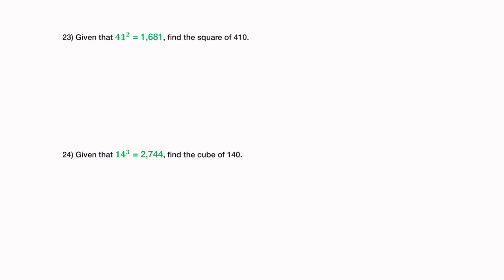Okay, now we have a different set of questions here. And these are also easy ones. Given that 41 square is 1681, find the square of 410. Now, how do we get 410? From 41 to 410, how do we get there? We need to multiply this with 10, okay? So, to find the square of 410, we have to find the squares of these numbers.